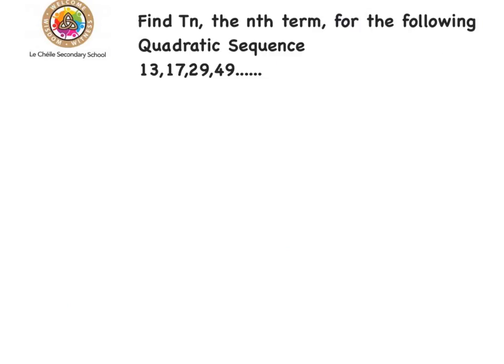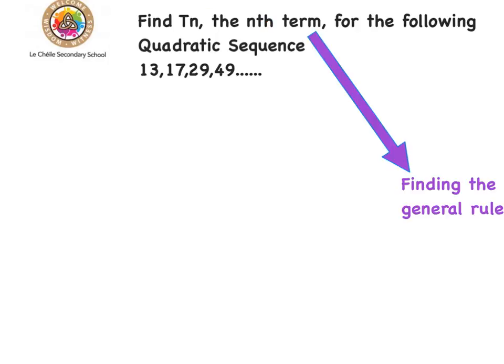Okay, so what I've been asked to do here is find the Tn, the nth term of the following sequence. The Tn, or the nth term, is another way of saying finding the general rule. So first of all, I'm going to write down the sequence. It's 13, 17, 29, and 49. My first term there is 13, my second term is 17, my third is 29, and my fourth is 49.